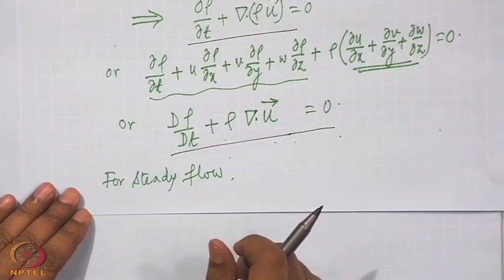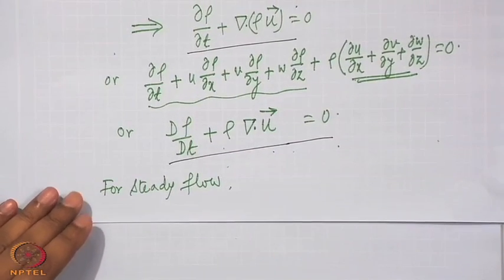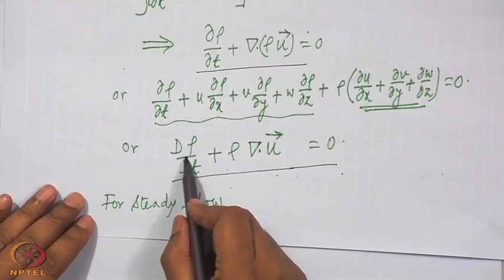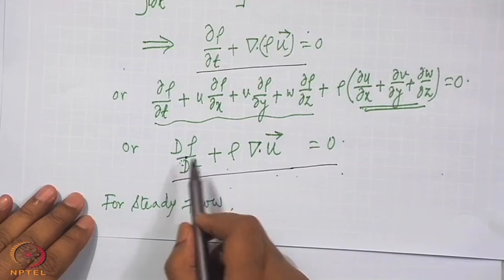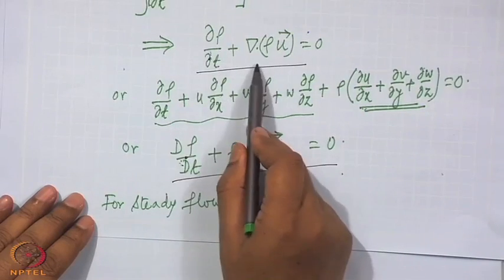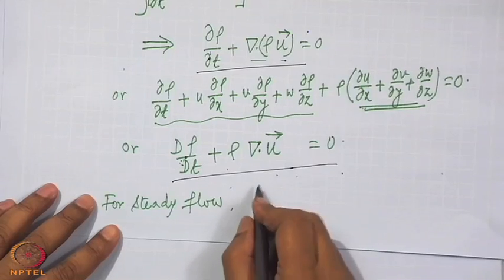What is the mass conservation equation for steady flow? This is not 0, remember, here this is 0. So, we can write only this much for steady flow.